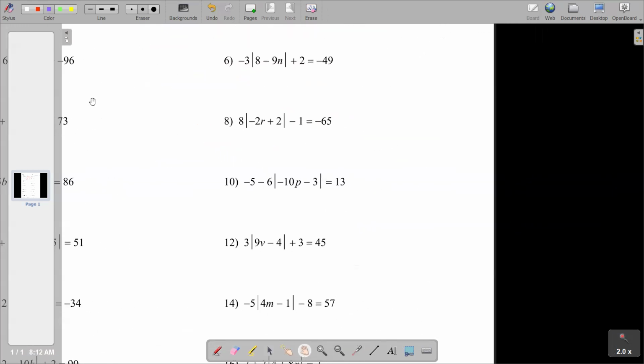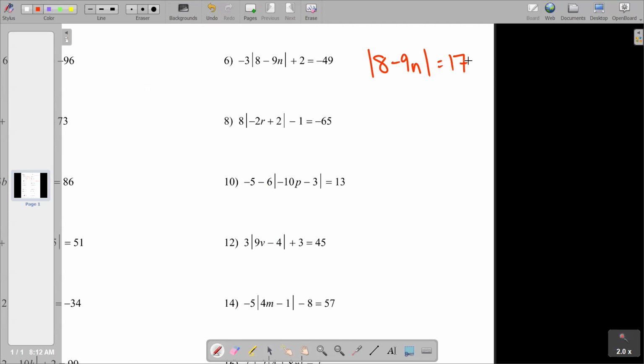If you don't mind, I'm going to skip some of the first steps. I assume you know that we have to subtract 2 and get -51. And then I assume you also know that we have to divide by -3, which is going to give us the absolute value of 8 minus 9n equals the answer to that division problem, which is +17.